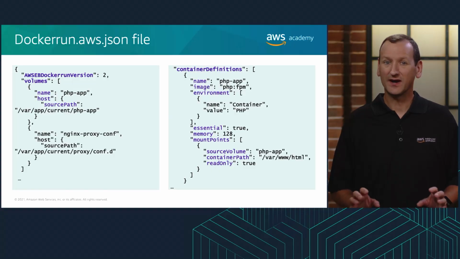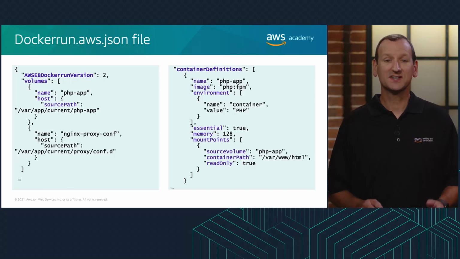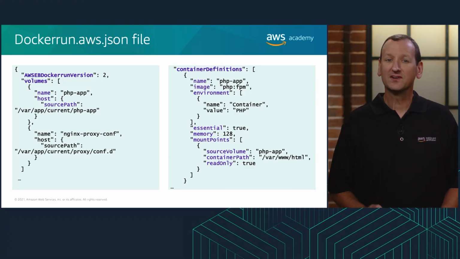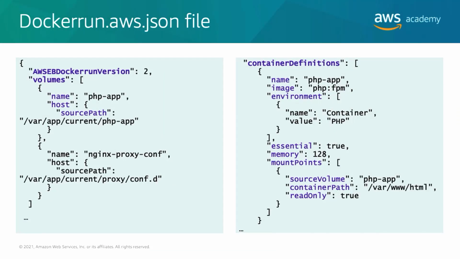Container instances require a configuration file named dockerrun.aws.json. This file is specific to Elastic Beanstalk. It can be used alone or combined with source code and content in a source bundle to create an environment on a Docker platform.